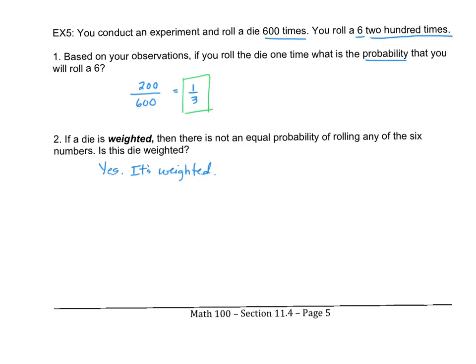Because we got a 6 1/3 of the time. If it was not a weighted die, then we should get a 6 1/6 of the time. Every number should show up 1/6 of the time. There used to be in casinos a big scandal with weighted die when people were playing craps. In Vegas and larger casinos, that's no longer an issue. But they used to actually weigh their die so that certain numbers would show up more often and it would give the house a better chance of winning.